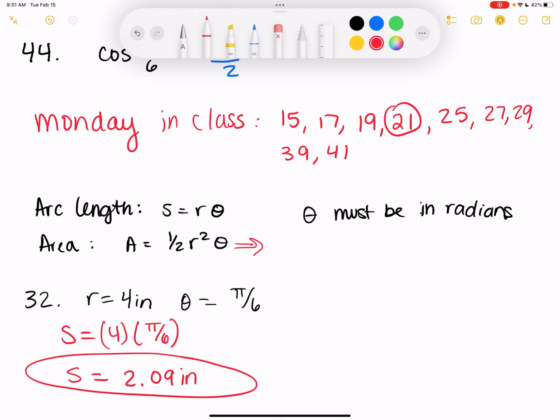Okay, now, really quickly, if you've already found arc length, I'm going to give you a modified formula for area that just makes it a little bit easier. A is equal to 1/2 r times S, because S is r times theta. So if I did r times theta, I would have r squared times theta times 1/2. So if you've already found arc length, then you can just use that number, multiply by r, multiply by 1/2, and then you have your area. So I'm going to use the modified one. Area equals 1/2 times r, which is 4, times S, which is 2.09.